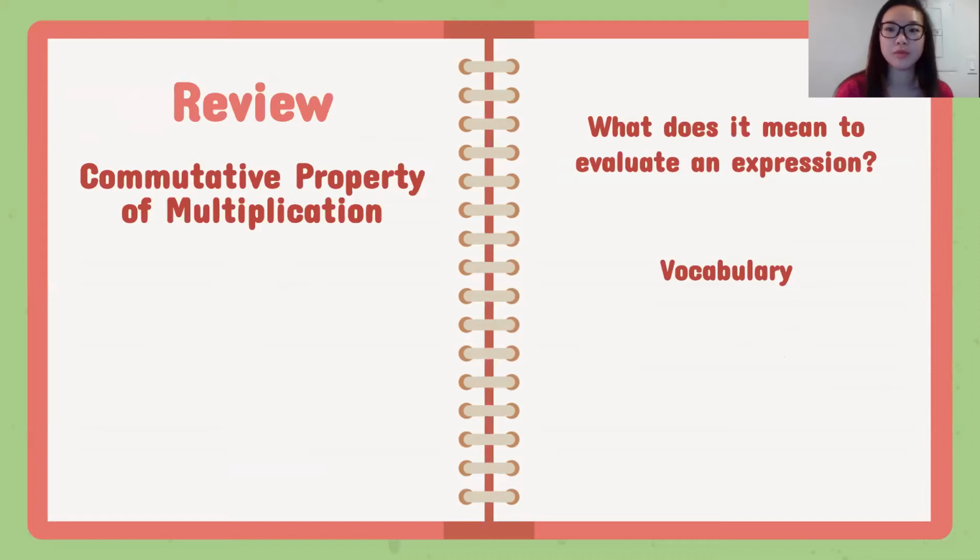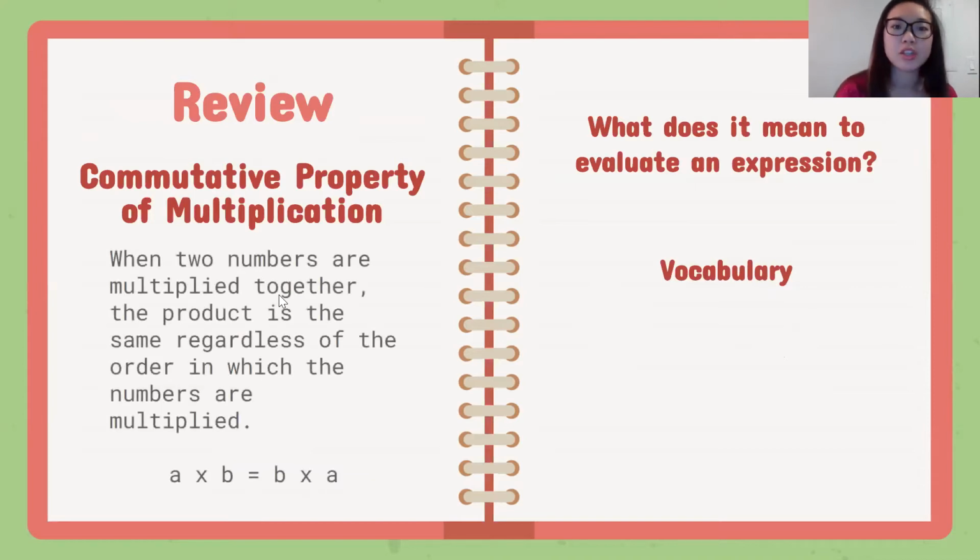Moving on to our review for today, we have the commutative property of multiplication. When two numbers are multiplied together, the product is the same regardless of the order in which the numbers are multiplied. In the example on the screen, I have A times B equals B times A. Basically, 5 times 1 equals 1 times 5. If you do it either way, you'll get the same answer.